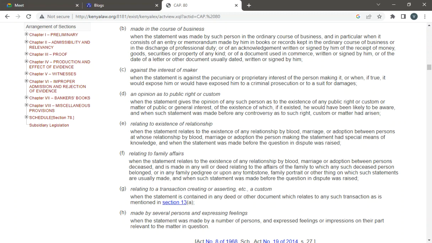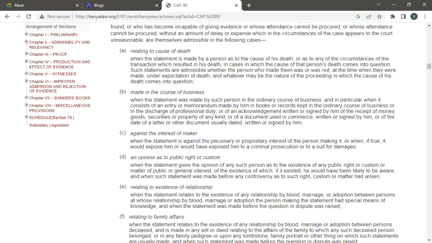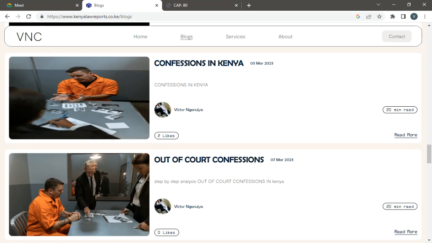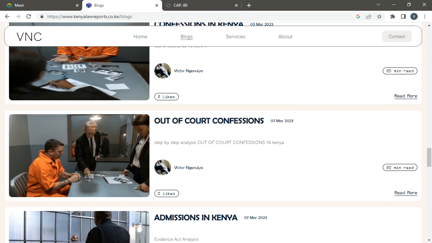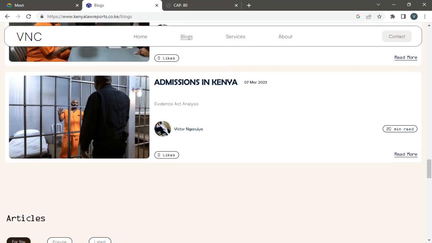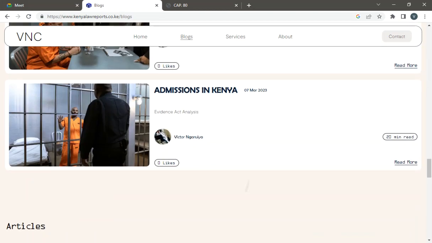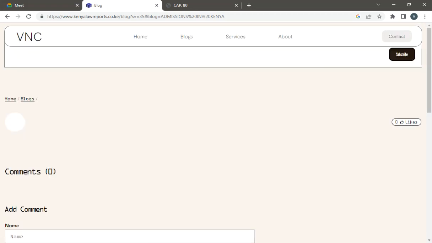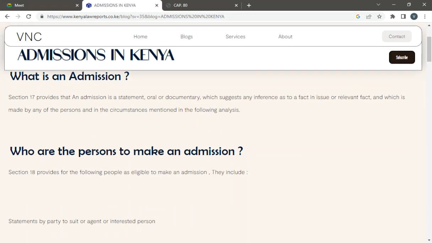Then if we also look now at what constitutes an admission as an exception to hearsay, we jump now to a blog in Kenya Law Reports that talks about admissions in Kenya in its full capacity, where we will understand what is meant by admissions. So if I click on the admissions in Kenya part, we'll find the following.